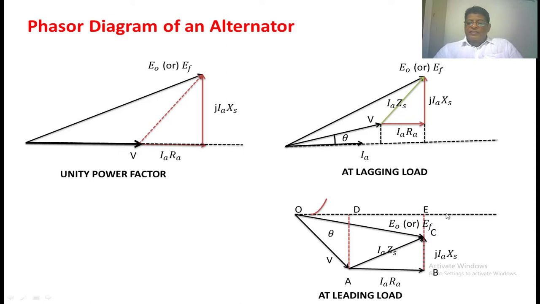Now on the x-axis we have taken the current. To V we are adding the IRA drop. This IRA drop is always parallel to the IA, that we have to draw from the tip of the V. So this is nothing but the IRA drop. Perpendicular to this one you have to draw the JIA Xs axis. Now the phasor sum of these two is nothing but IA ZS. If you find the phasor sum of V and IA ZS, it is nothing but E naught or the excitation voltage. This is the phasor diagram of a synchronous generator when we apply the capacitive load across the generator.